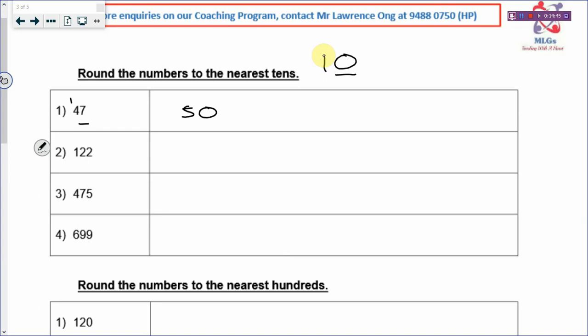How about 122, rounding off to the nearest tens? Look at one digit at the back. Is it 5 or bigger? No, it is not 5 or bigger, so you don't add anything. There's no adding, so you just ignore. Ignore means you still have 12, right? 12 is still the same, and then the last digit will become a 0. So when you round off to the nearest tens, the last digit has to be a 0, right? The last digit, okay?